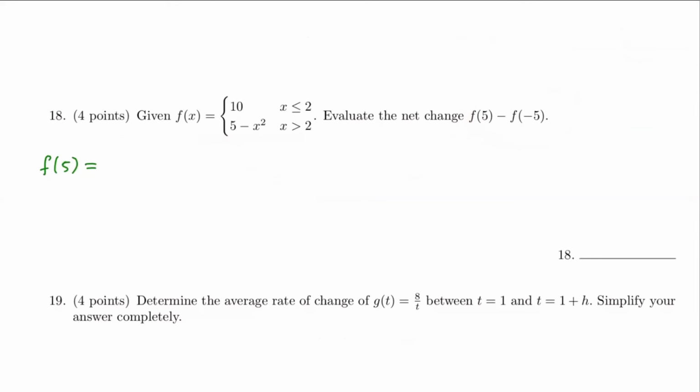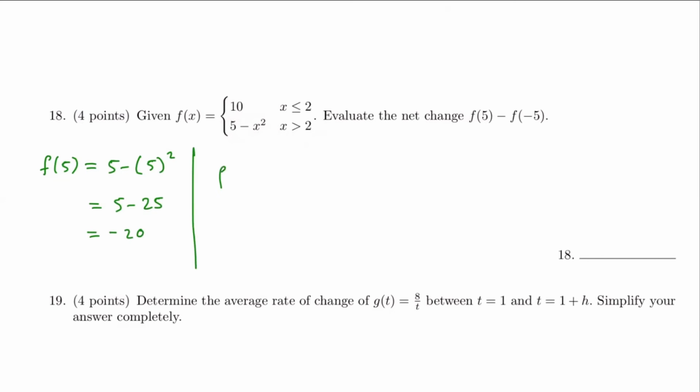So f of 5, well, your input is 5, so you look to see which interval contains 5. 5 is bigger than 2, so it's this interval. So we're going to use this function to evaluate. So that will be 5 minus 5 squared. So I replace x with 5 right here. So this will give you 5 minus 5 squared, that's 25. That will give you negative 20.